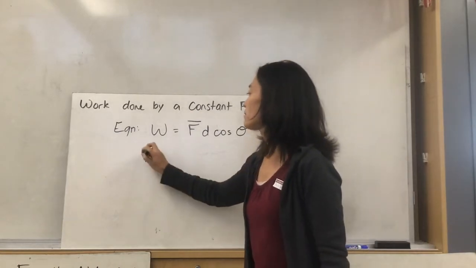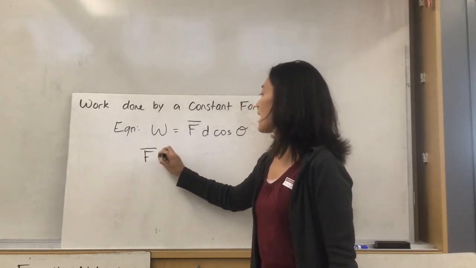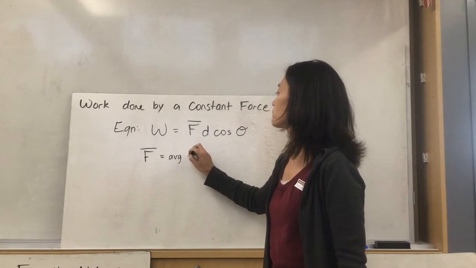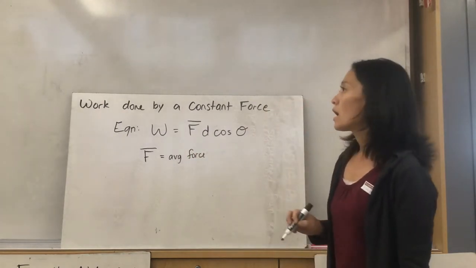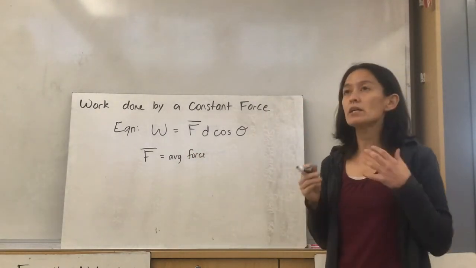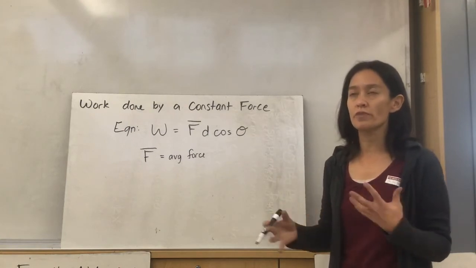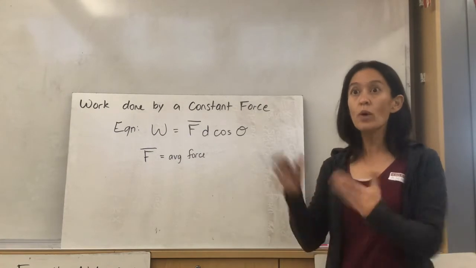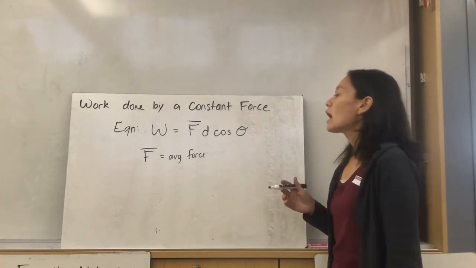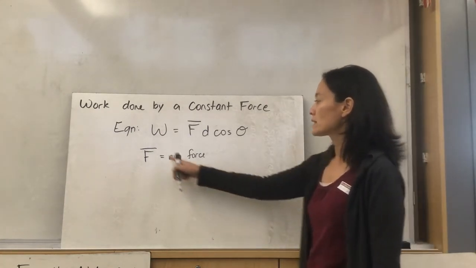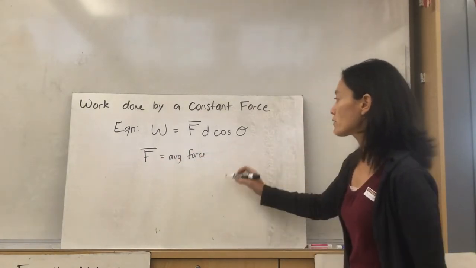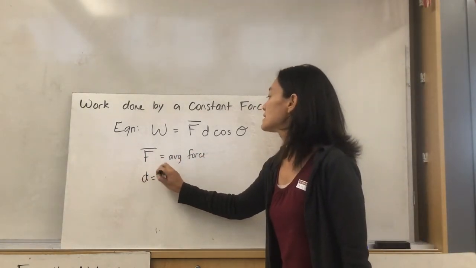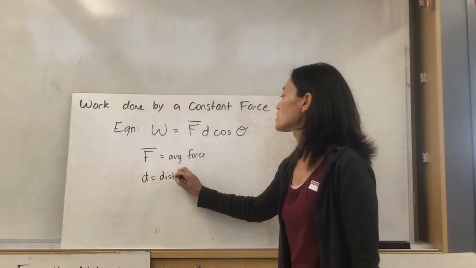So F is the average force. And this is because in real life, the force is usually varying. For our purposes, our force is just going to be a constant value because this is whiteboard land. Things are ideal, but in reality, it's the average force we're looking at. So it's the average force. D is the distance over which the force is being exerted.